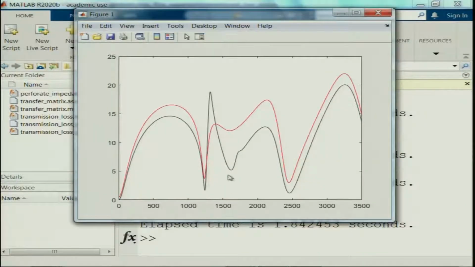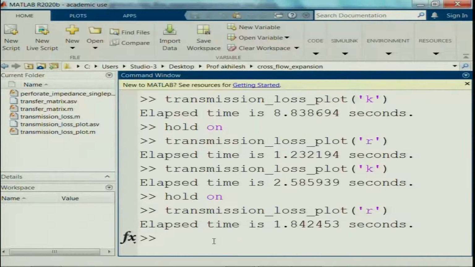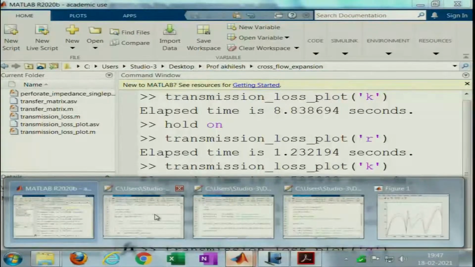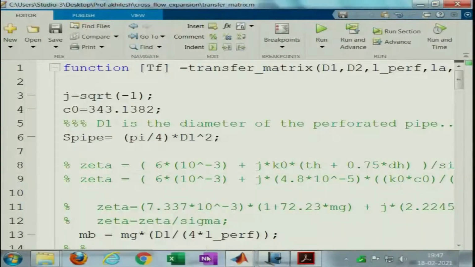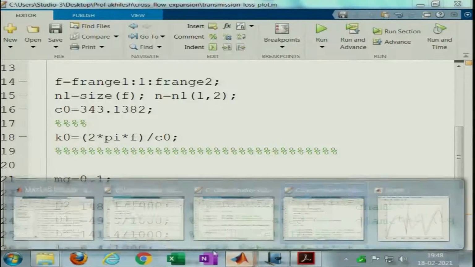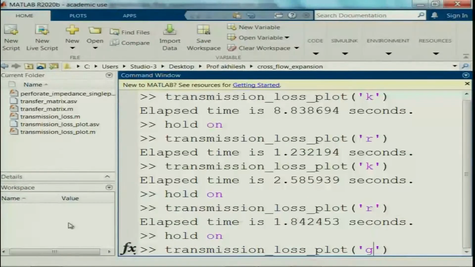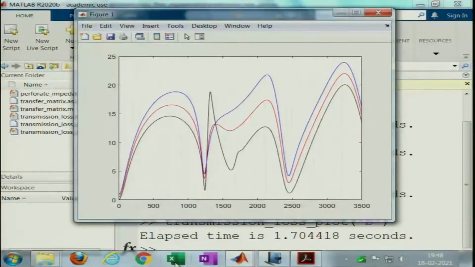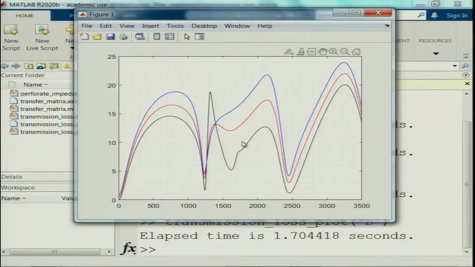So, definitely does lift the things. If I do hold on and use another color, G, green, and put in another value for the flow field like about 0.1 or so. Let us see what it does. Green might be difficult to see, so let us use blue. So, it gives you this kind of a thing.